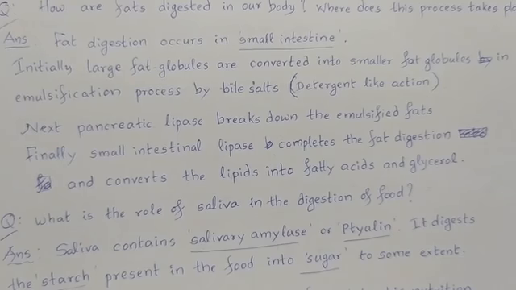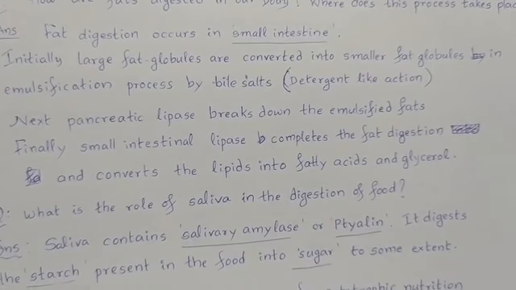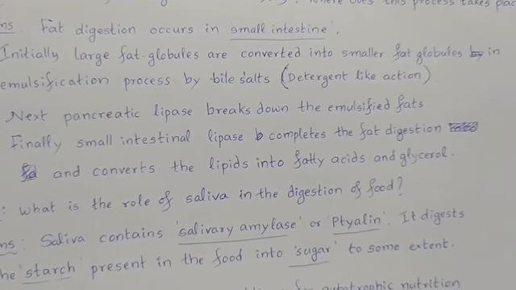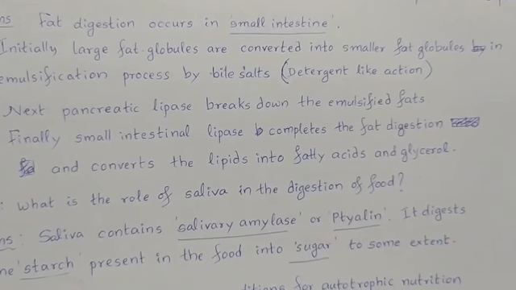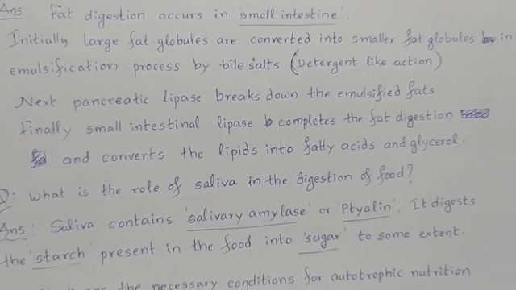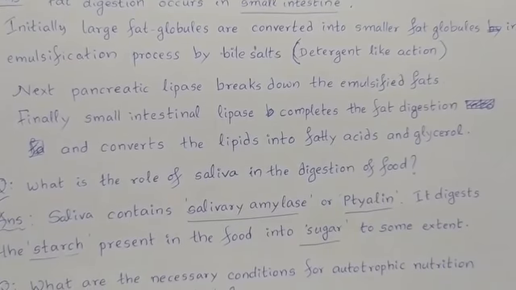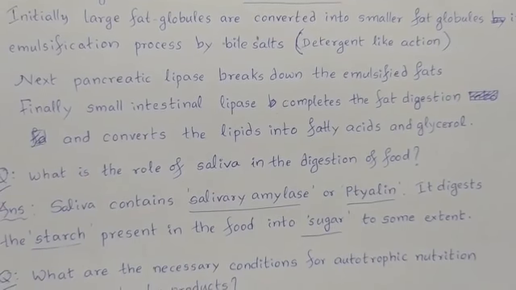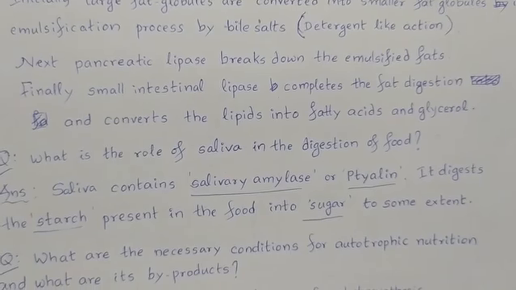Initially, large fat globules are converted into smaller fat globules in the emulsification process by the bile salts. What is emulsification? Conversion of large globules of fat into smaller fat globules by the bile salts is known as emulsification. After emulsification is over, pancreatic lipase breaks down the emulsified fats into still smaller fat globules, and finally the small intestinal lipase completes the fat digestion and converts the lipids into fatty acids and glycerol.